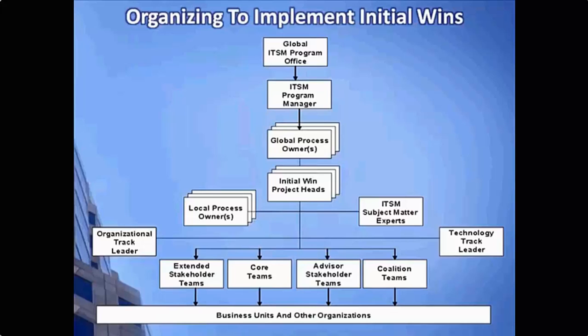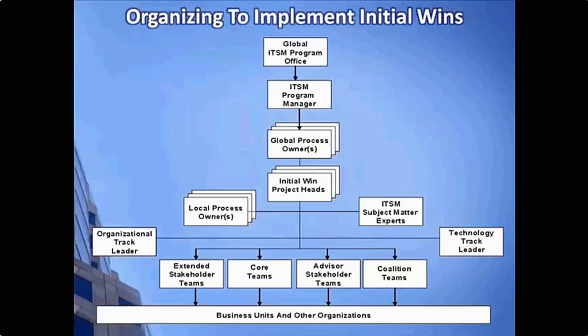The same organization approach should and can be used really across the board for all of those. So here at the top in this example, we have a global IT service management program office. Reporting into that office is an IT service management program manager. Since this is a global organization, we have global process owners, and then reporting into them are the initial win project leads or heads. Off to the side, you can see we have local process owners. So this would be if I'm a very large international company, I may decide to have local ownership of processes, maybe by different regions or large centers. And I also have my subject matter experts.